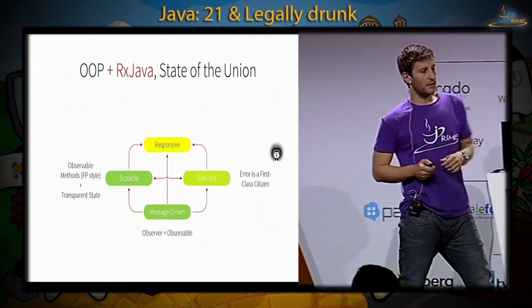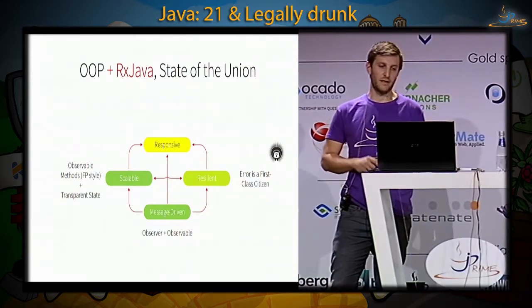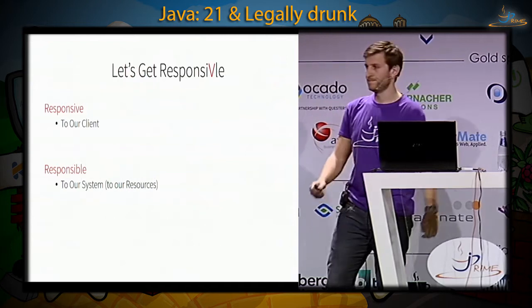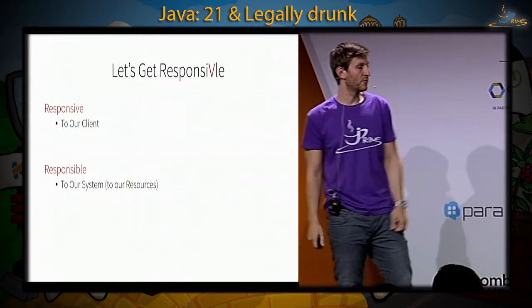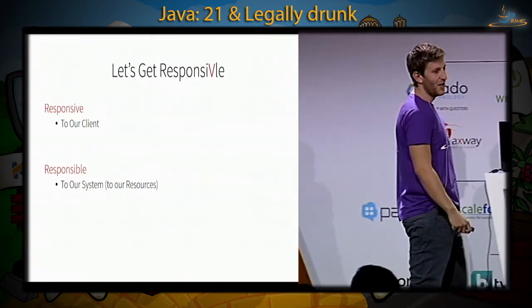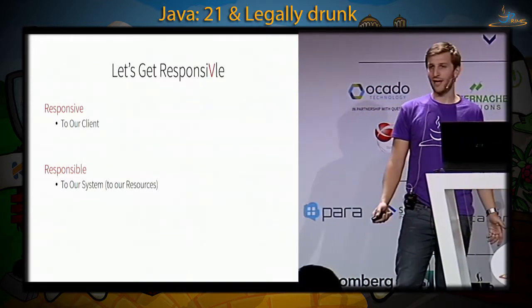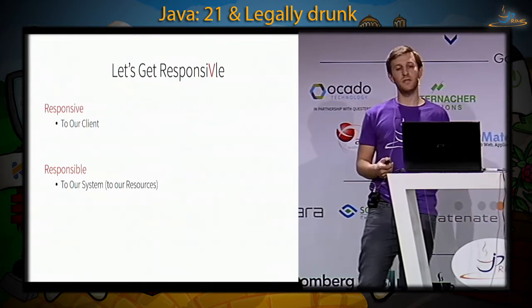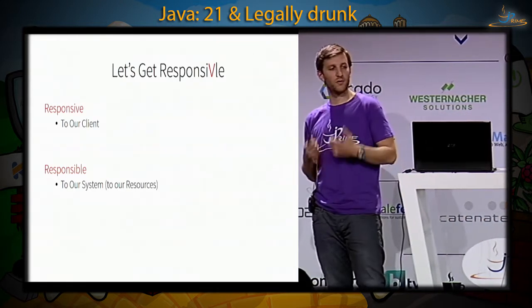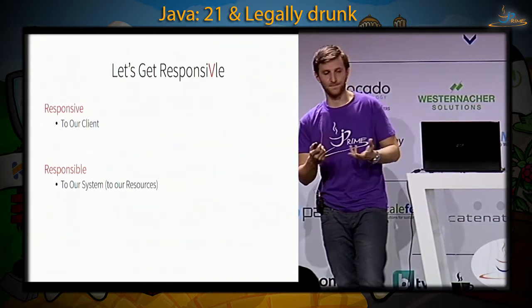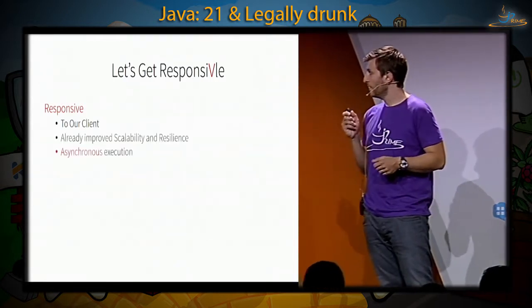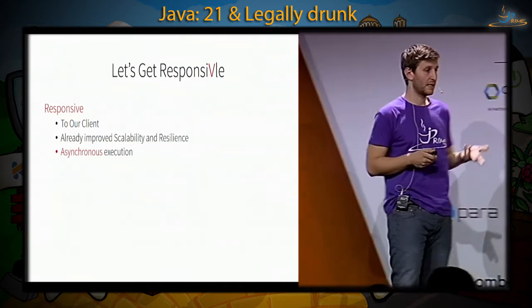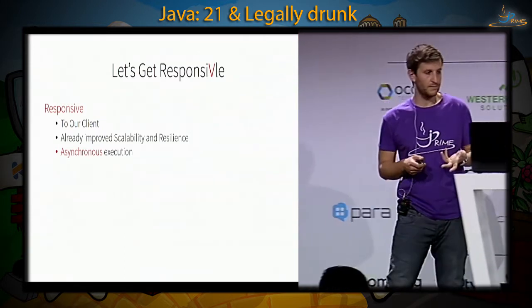Okay, so now we handle everything but responsiveness. So let's get responsible. Notice that V here is not a typo, it's a new word I'm trying to introduce to the community, right? Okay, so we need to be responsive to our client, right? And we also need to be responsive to our system or our resources. First, let's talk about responsiveness. Well, we already improved that by improving scalability and resilience, right?